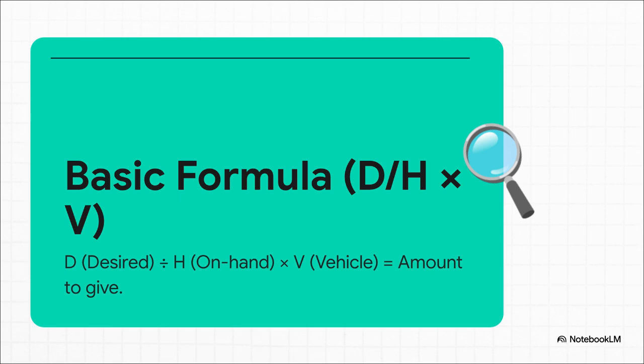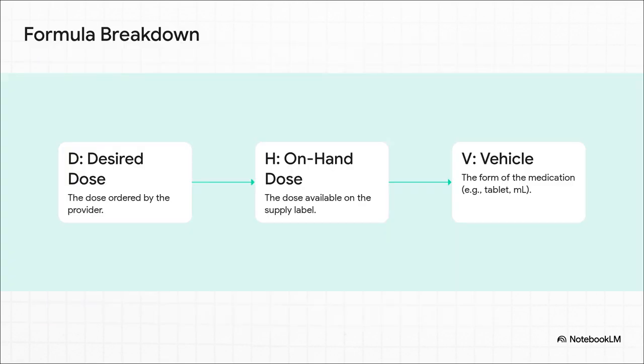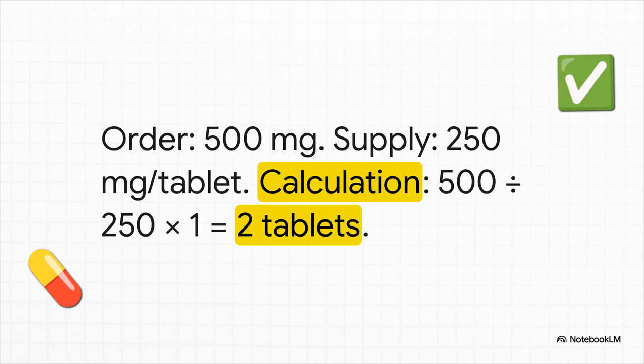So let's break down what each of those letters actually stands for. It's really intuitive. D is for the desired dose. That's what the doctor ordered. H is for what you have on hand, what the drug label says. And V is for the vehicle, which is just the form the medicine is in, like 1 tablet or 1 ml of liquid. Okay, let's see it in action.